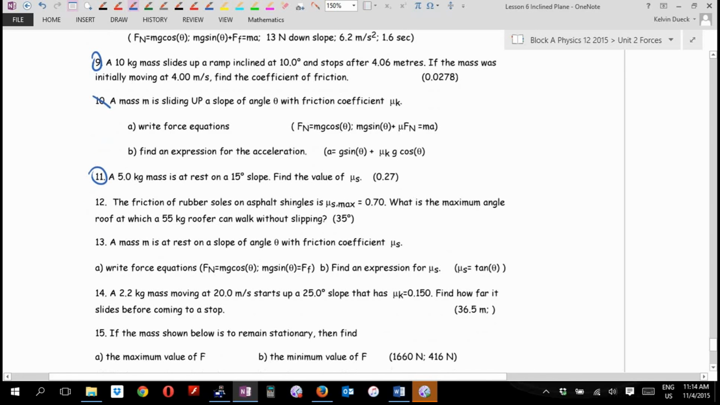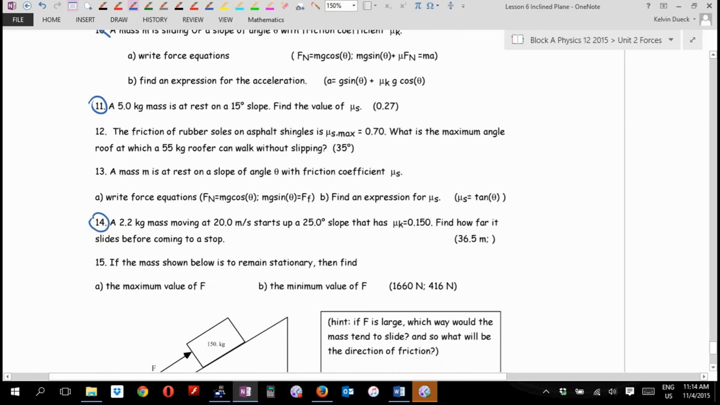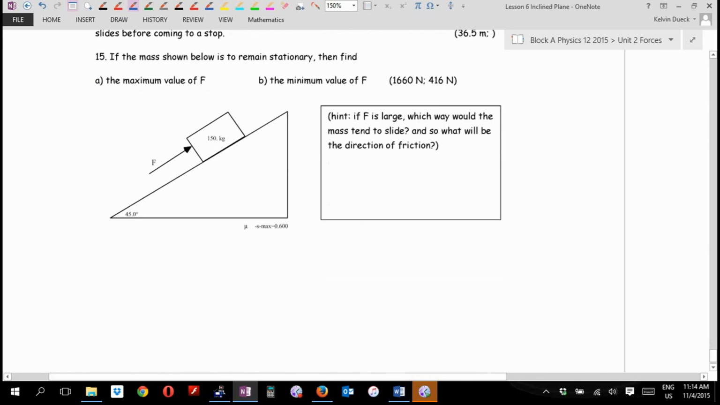12 is cool, but it's finding an angle. It's asking, what is the maximum angle that a roofer could walk on a roof without slipping? They actually crunch this for like WorkSafe BC and things like that, but I'm going to pass. 14. And we'll pause there. That's a lot.